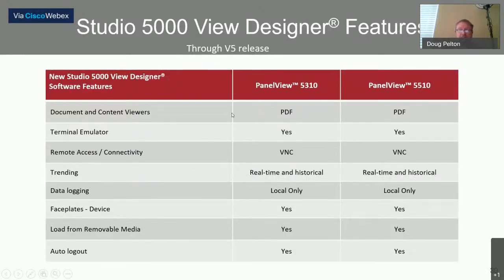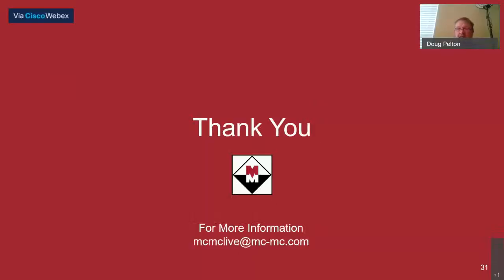There are document viewers, PDF viewers on both products. The terminal emulator, which we discussed, is for both products. VNC connectivity is a feature that both products have. Real-time and historical trending, data logging, faceplates. We talked about faceplates, which are more of an add-on graphic that we discussed a little while ago. And that's about it for the product presentation.